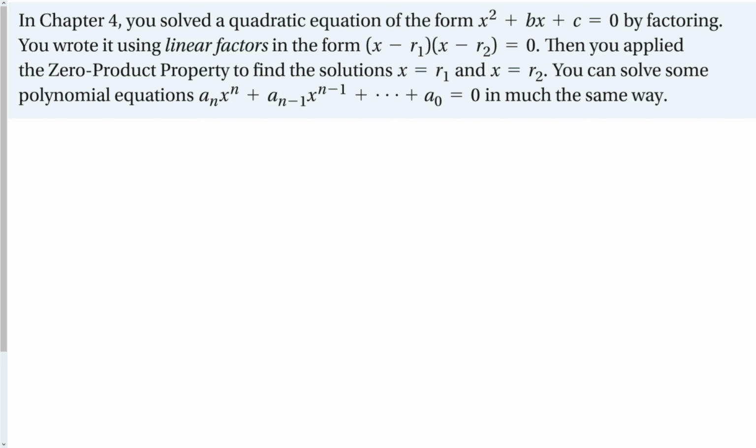Okay? In chapter 4, we solved quadratic equations in the form x squared plus bx plus c equals 0 by factoring. We wrote it as two linear factors in the form of x minus the first root and x minus the second root equals 0. We use the zero product property, and we solve that for R1 and R2. Remember, this is the formula for a basic polynomial. We can solve a basic polynomial in the same way, provided it's not too big, okay?